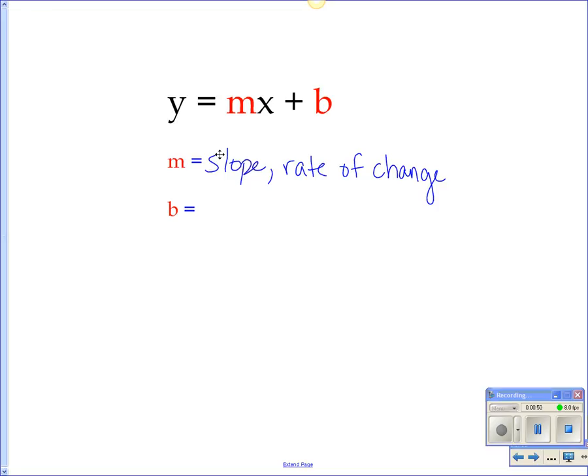What does B stand for? Good. Y-intercept. It is also the starting value.